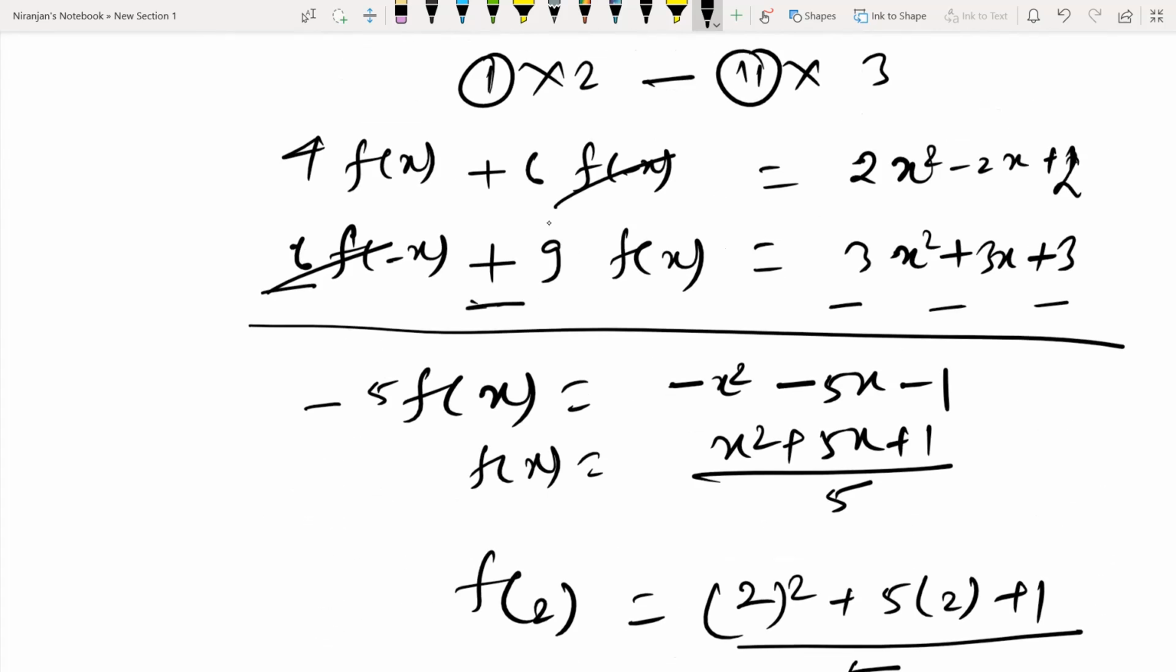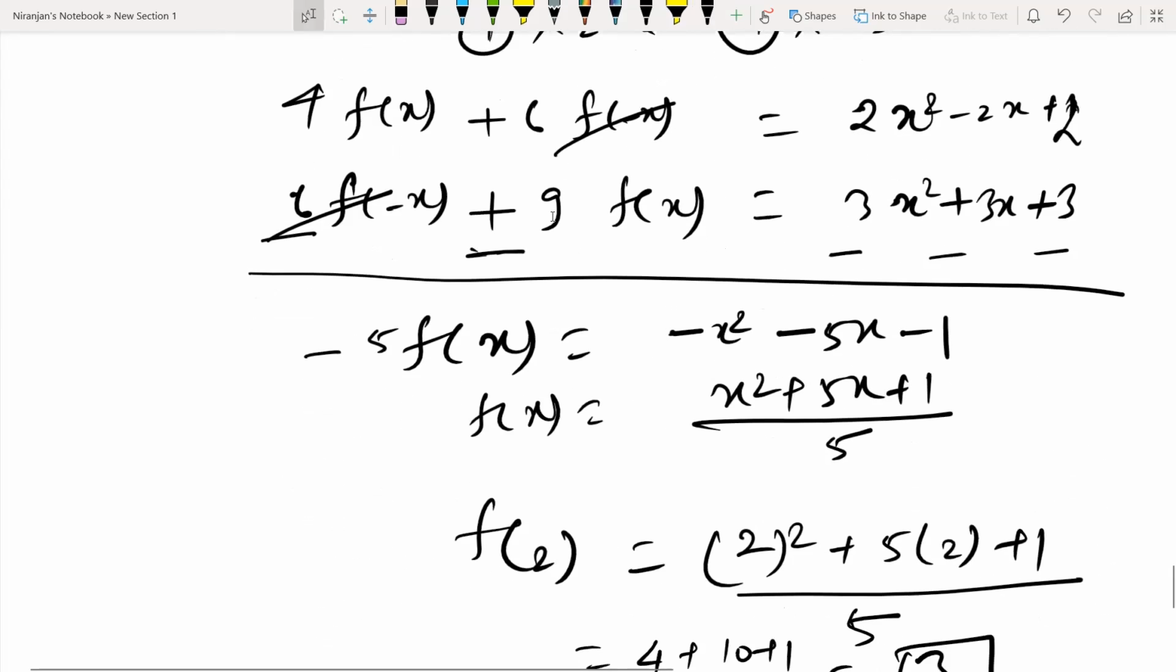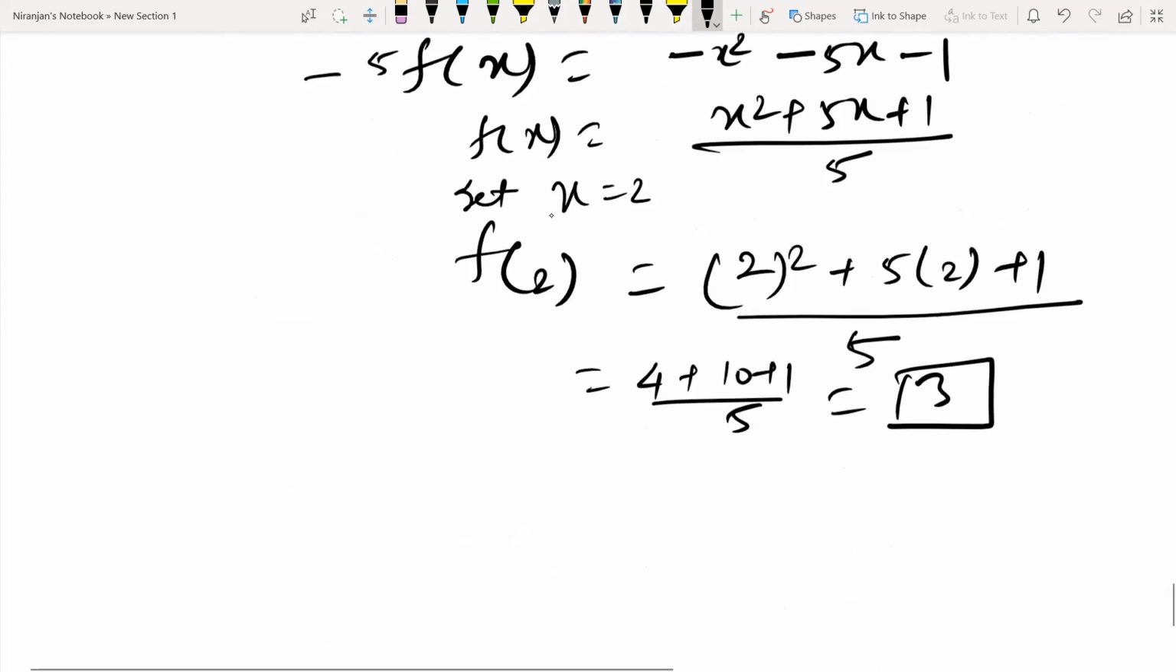So when you do some manipulation, you get f of x. That is going to give you (x squared plus 5x plus 1) upon 5. Now you just set x equal to 2, and you get the value of f of 2. That's what you were asked for. Cool.